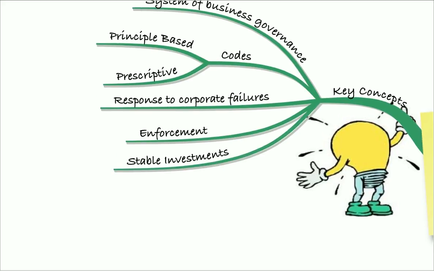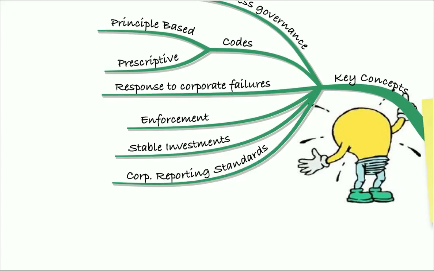Ultimately, what we want is stable investments for shareholders, particularly when we're thinking about institutional investors like pension funds, insurance companies, etc. They need stable investments and we need a stable stock market in order that our financial system is viable. Corporate governance codes are also an attempt to ensure that corporate reporting standards are upheld so that there's a responsibility within the organisation to apply those standards. So those are some of the key concepts that we'll see as we go through.